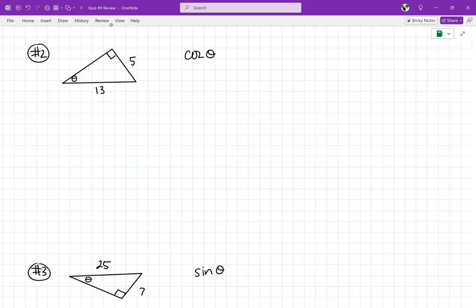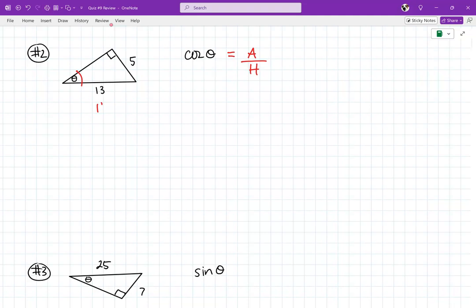So for question number 2, again, we have another right triangle here with the sides of 5 and 13. We have an angle theta, but they want me to find cosine of theta, okay? And remember, for cosine of theta, that's equal to adjacent over hypotenuse, okay? Adjacent over hypotenuse. So I'm going to kind of hone in on my angle here, all right? Which one is my hypotenuse for this one?